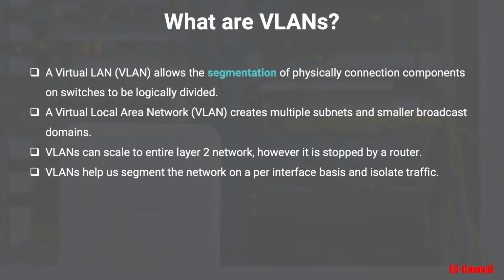A VLAN is a virtual LAN which simply allows a segmentation of physically connected components on switches to be logically divided. A virtual local area network, a VLAN, creates multiple subnets and smaller broadcast domains. VLANs can scale to entire layer 2 networks. However, they cannot scale beyond a router. The cool thing about VLANs is that they help us segment the network on a per interface basis and isolate traffic. If this sounds a bit confusing, let's take a look at how we can implement VLANs, but first let's look at a network topology.